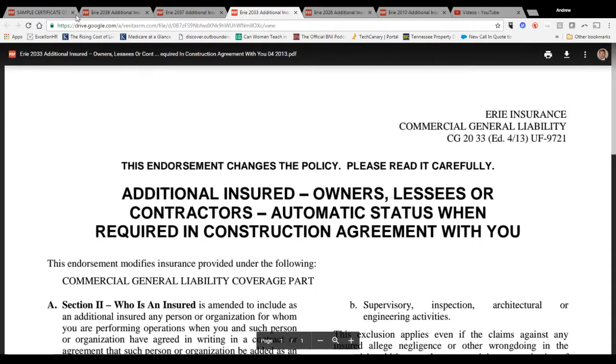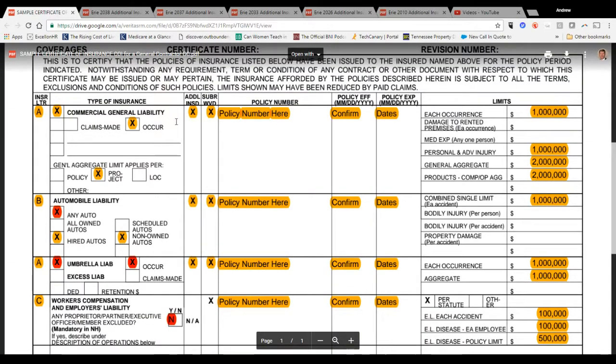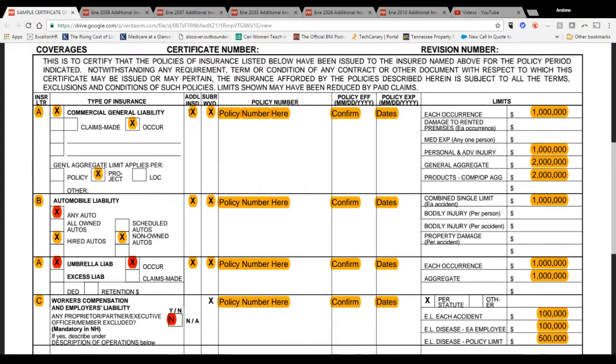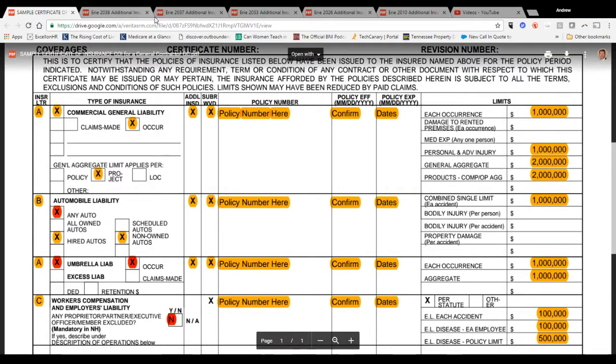Again, when we go back, these certificates are worthless. If it says additional insured, that's fine and dandy, but who is the additional insured? Is it just you? Is it the owner? You need to know about that because this is your business that's on the line.